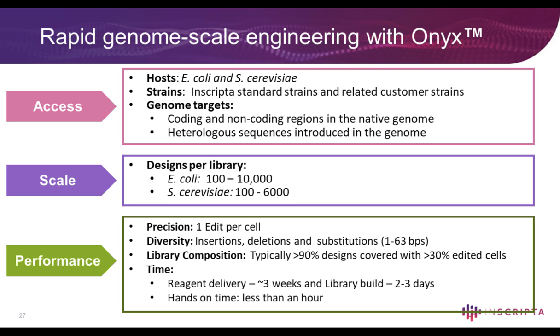So to give you a quick summary of what we mean by rapid genome scale engineering with the Onyx platform, we spoke about scale, performance, and access. And let's look at the specifications around this. The Onyx platform has been developed right now for E. coli and Saccharomyces cerevisiae, and they have been optimized for K strains and B strains in E. coli, S288C and CEN.PK in Saccharomyces. And customers can test both the standard strains and any related derivatives of these strains on the Onyx platform.